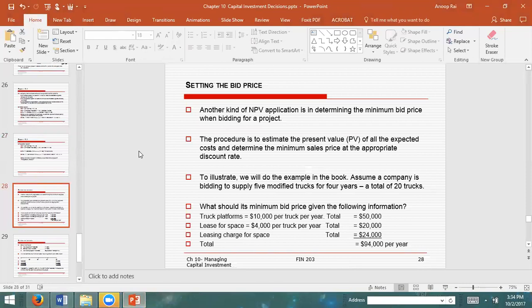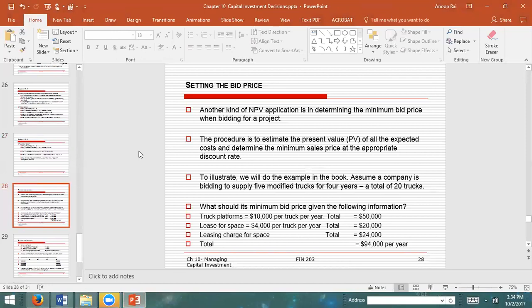So in this particular example, the local municipality, let's say, has put out a bid. They want a company to supply 5 modified trucks. Think of them as garbage trucks. For a period of only 4 years, so a total of 20 trucks. So 5 trucks a year for 4 years. We have to figure out a way to say, what's the minimum we should bid for this?